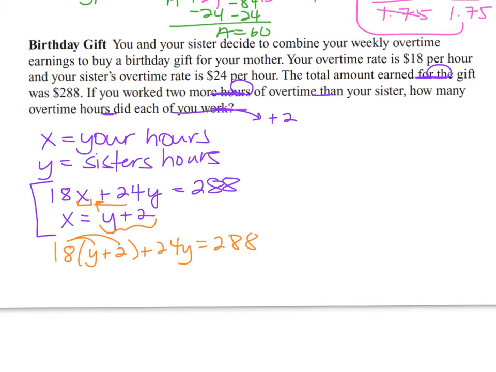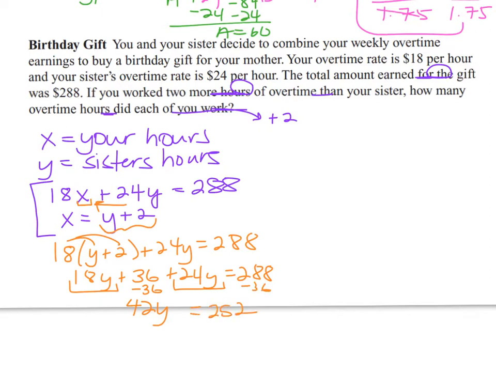Distribute the 18 in, that gives us 18Y plus 36 plus 24Y equals 288. Combining like terms, 18Y plus 24Y would give us 42Y. And if I move 36 to the other side, we would get 42Y equals 252. To get Y by itself, which would be the number of hours your sister worked, divide both sides by 42. 252 divided by 42 would be 6, meaning your sister works 6 hours.